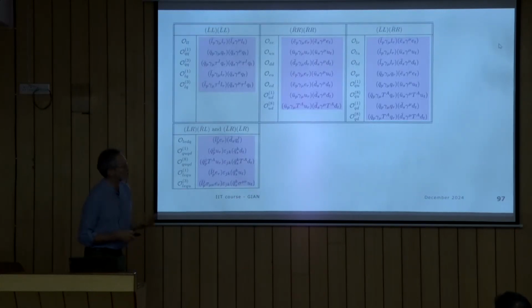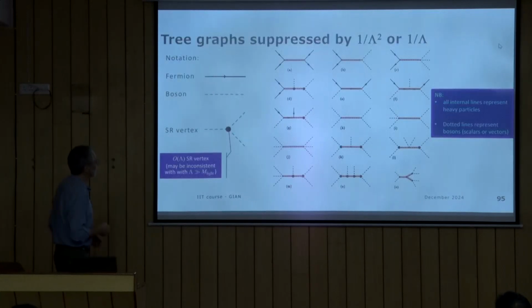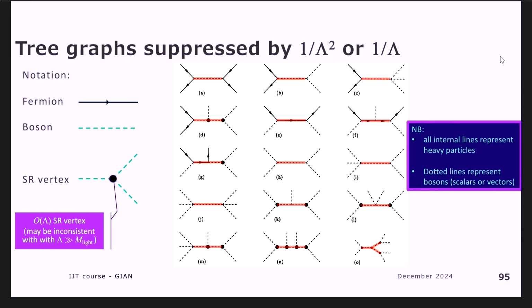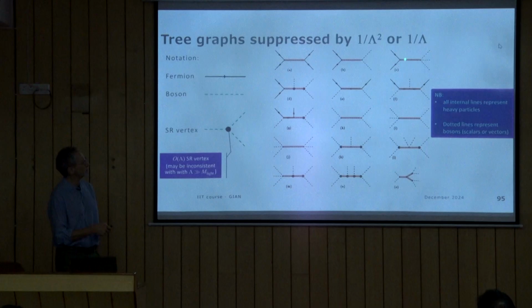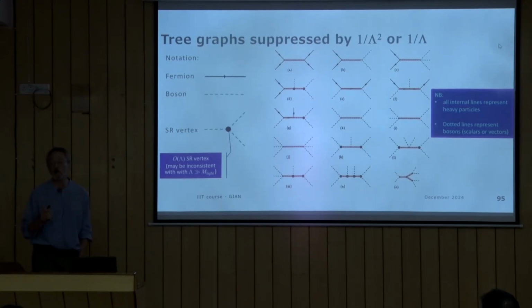In fact, let me point out something. How could I ensure this? Let me illustrate. What I'm telling you is that these are all the possible graphs that give you terms of 1 over lambda squared when you integrate out the heavy particles. And they have one thing in common. All the graphs have at least one vertex that involves 2 light particles and 1 heavy particle. 2 light, 1 heavy, and so on. All of them do.